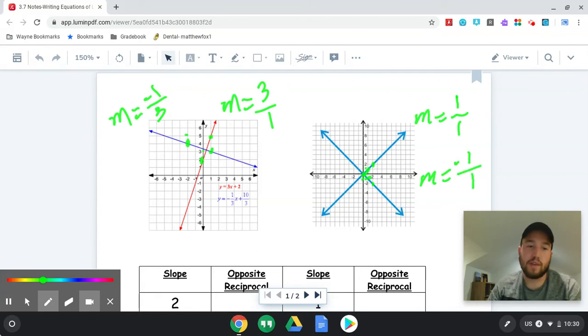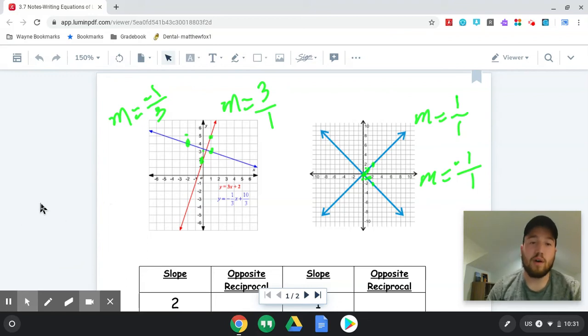Now, just from two examples, you might not see the pattern. However, if we did numerous examples of perpendicular lines, hopefully it would start to emerge. You might notice 1/3 switches and becomes 3 over 1. 1 over 1 is still 1 over 1. If we switch the numerator and denominator, the top and the bottom, that's called the reciprocal. Anytime we have perpendicular lines, we will have a reciprocal, but not just the reciprocal.